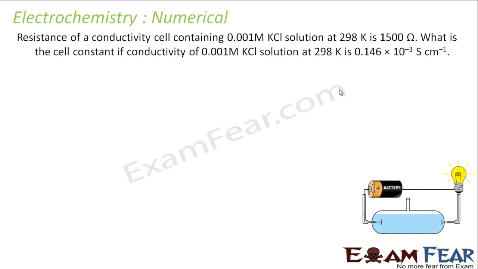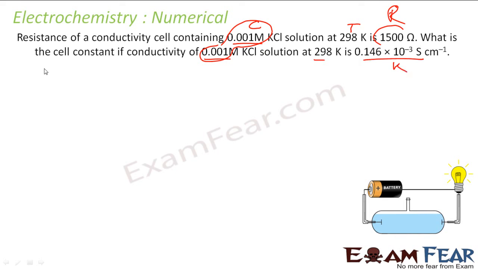The next question is, the resistance of a conductivity cell containing 0.01 M KCl solution at 298 Kelvin is 1500 ohms. So this is my resistance, this is my concentration, this is my temperature. What is the cell constant? The conductivity of the same concentration is given. The concentration is the same, if you see. So this is my conductivity. Conductivity is what? K, right?